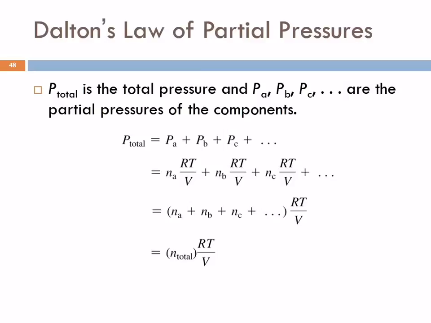So we say the total pressure is equal to the sum of the pressures of each gas. Well, the pressure from gas A is equal to the moles of A times RT over V. It's a rearrangement of the ideal gas law. The pressure from gas B is moles of B times RT over V. The pressure from gas C, moles of C times RT over V. We can factor out this RT over V, and we see that the total pressure is equal to the total number of moles of gas times RT over V.